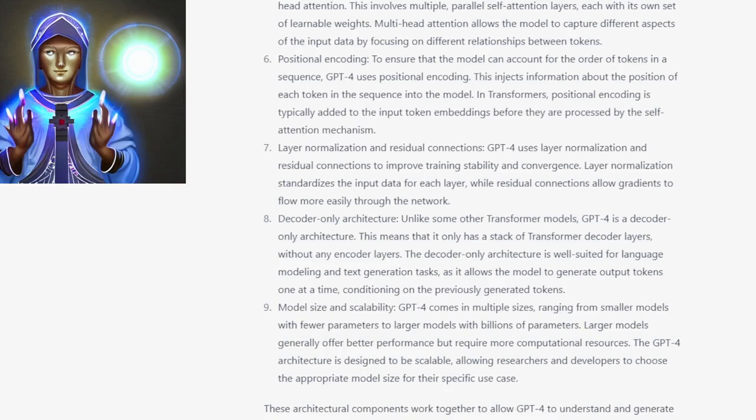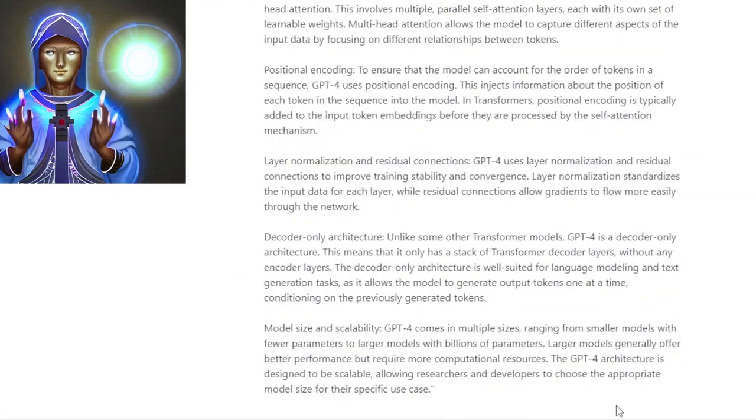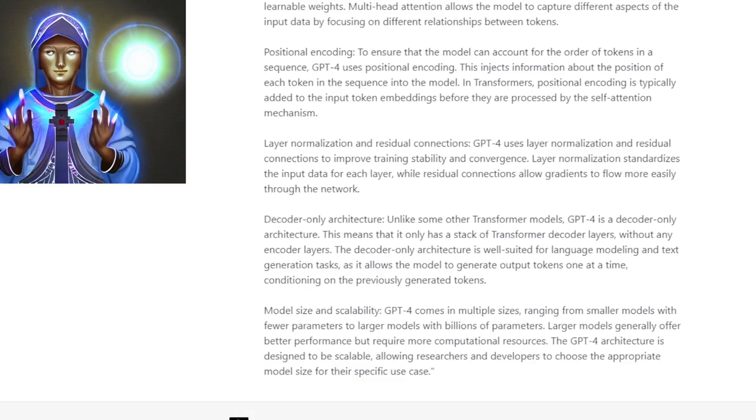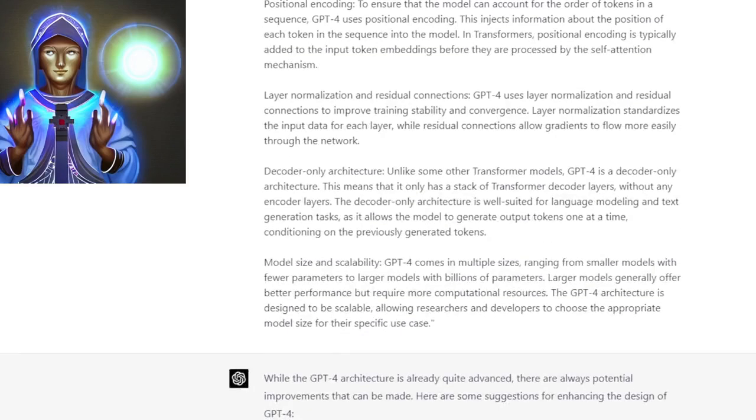Model size and scalability. GPT-4 comes in multiple sizes, ranging from smaller models with fewer parameters to larger models with billions of parameters. Larger models generally offer better performance but require more computational resources. The GPT-4 architecture is designed to be scalable.